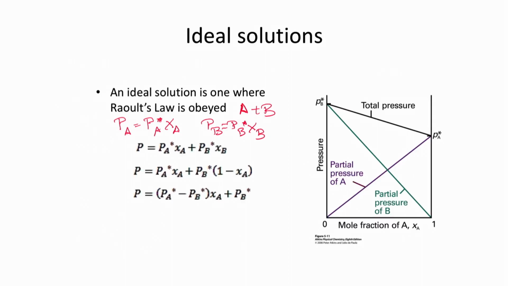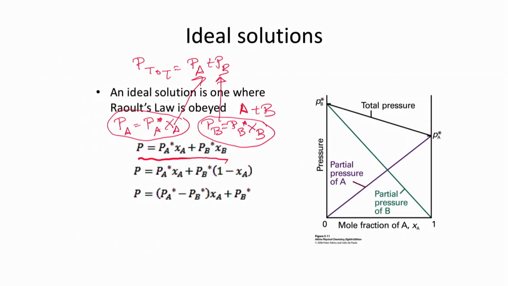So now if I combine this with Dalton's law, right, total pressure is equal to the partial pressure of A plus the partial pressure of B, I can take this equation and insert it here, and I can take this equation and insert it here. And I get that P is equal to PA star times XA plus PB star times XB. I can do some algebra and rearrange this, and I get that P is equal to (PA star minus PB star) times XA plus PB star.